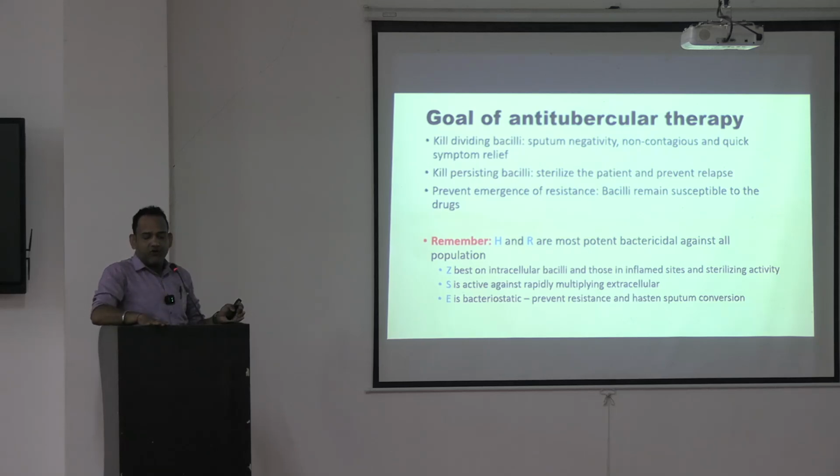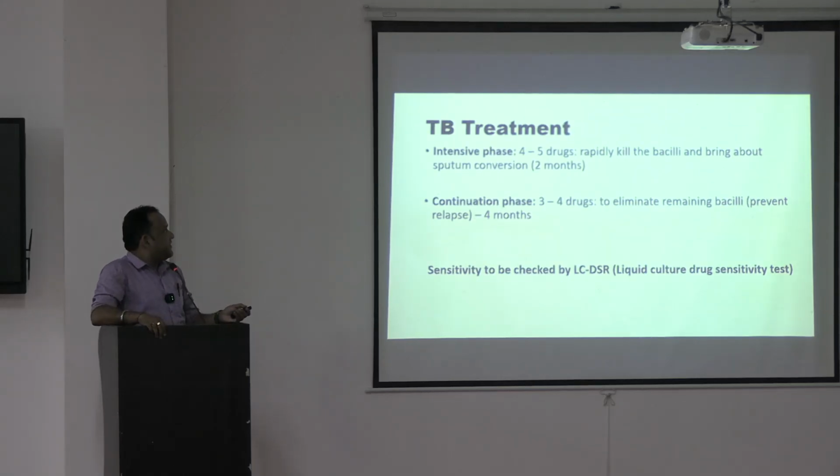The intensive phase is for reducing the mortality of the patient and increasing the killing of the organisms, and the continuation phase is to sterilize the patient, meaning kill all the residual organisms so that relapse and spreading of the disease does not happen. Now, TB treatment, intensive phase: 4 to 5 drugs. Nowadays, we don't give 5 drugs. Streptomycin is almost not given nowadays. So we have 4 drugs for 2 months. Continuation phase: 3 drugs to eradicate remaining bacilli for 4 months.